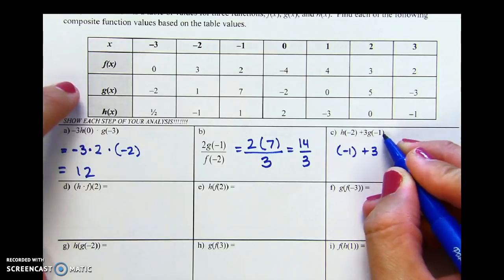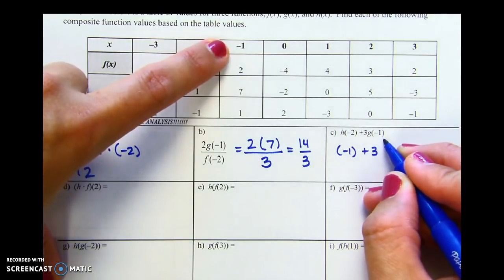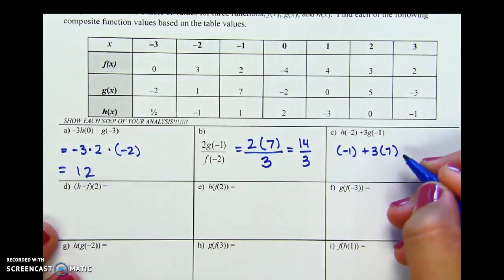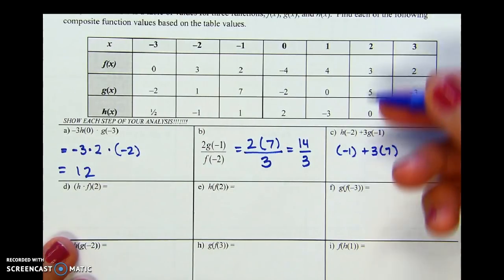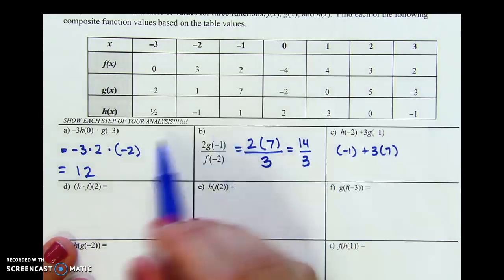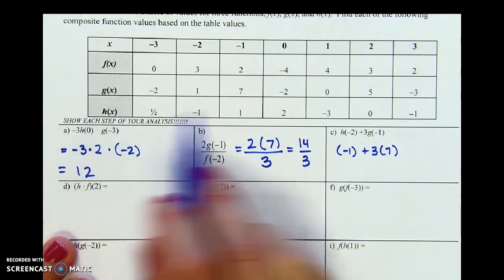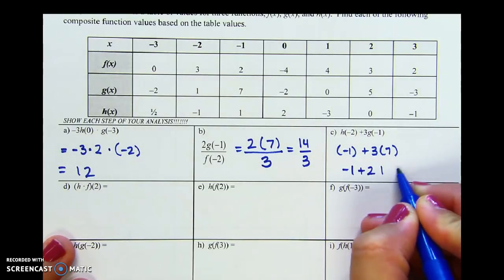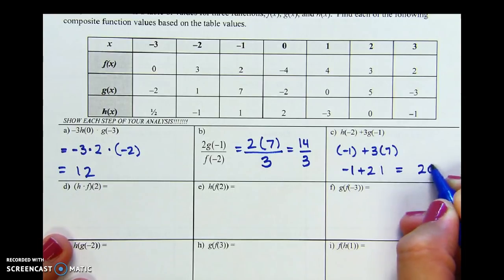Okay, you should feel like this is familiar. This is the same math as when we were finding values off of a graph. Remember, we were finding y values off of a graph? Instead of having a graph of f, g, and h, we just have a table of values, okay? Answer: 20.